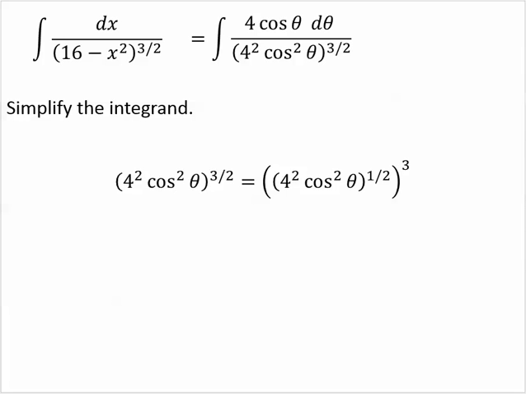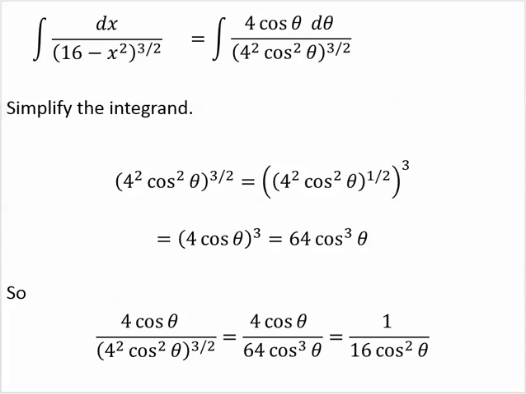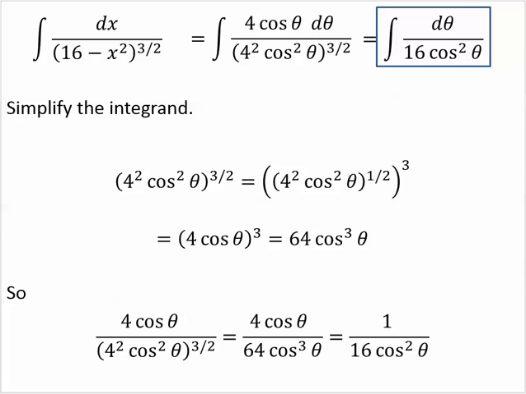Do you recall that something to the 3/2 power is the same as something to the 1/2, all of that to the 3rd? And then the square root of 4 squared cosine squared is just 4 cosine theta. So this is hugely better. This is much, much better. And then I just rewrite this as 64 times cosine to the 3rd power of theta. So 4 cosine theta over 4 squared cosine squared all to the 3/2 can be rewritten as 4 cosine theta over 64 cosine to the 3rd, or just 1 over 16 cosine squared. Use that to rewrite our integral.